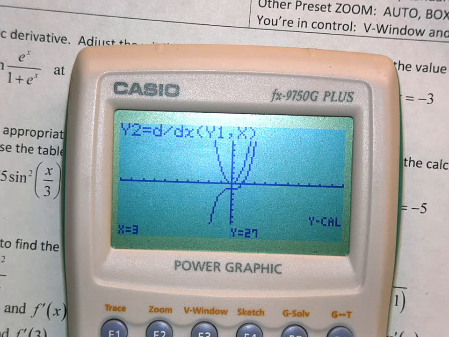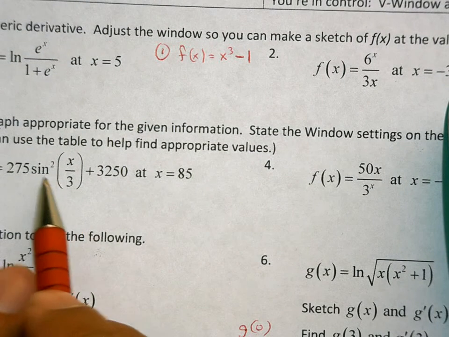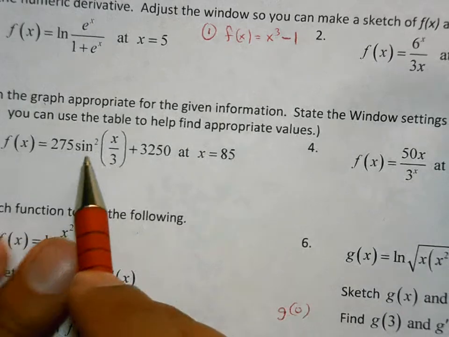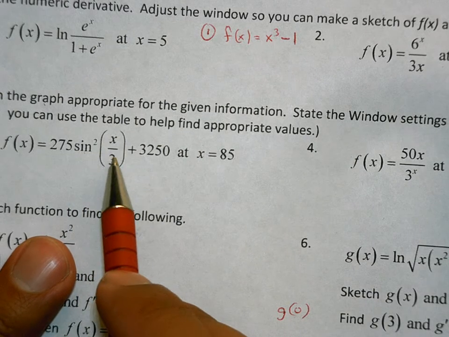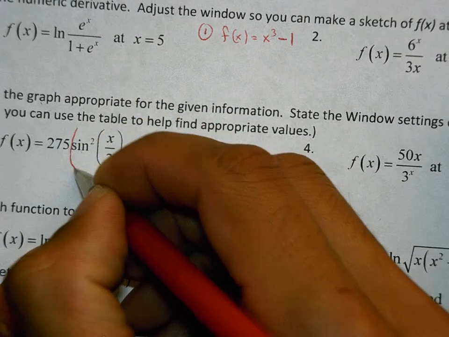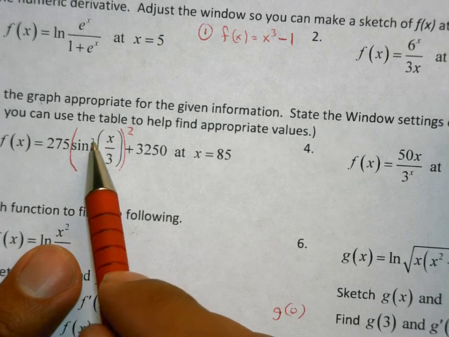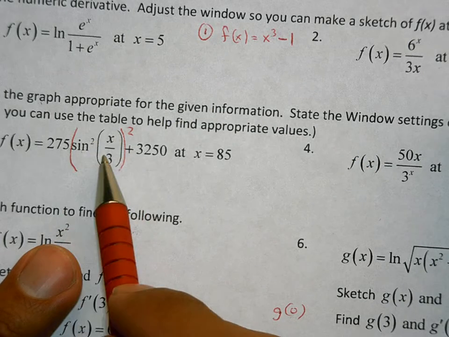What else do I need to tell you on the Casios? Casios, when you are punching in equations, Casio people, when you're punching in sine of X over 3 and it's supposed to be sine squared, the way you people need to punch it in will be like this. You take this square, put this whole thing in parentheses, and then square it.